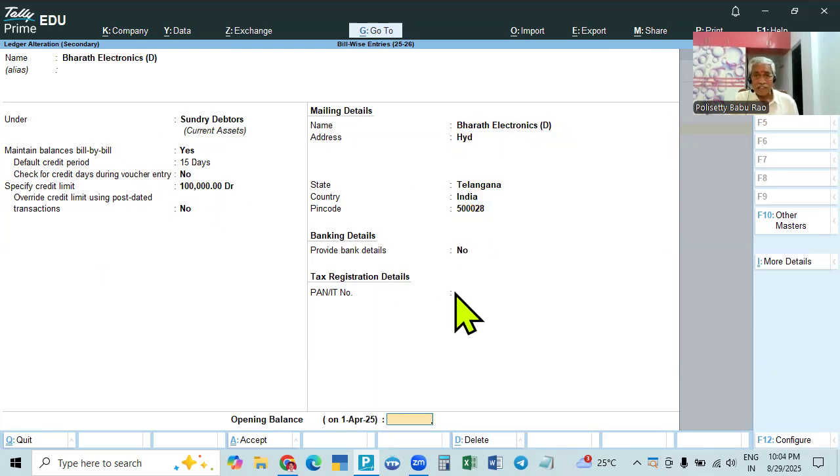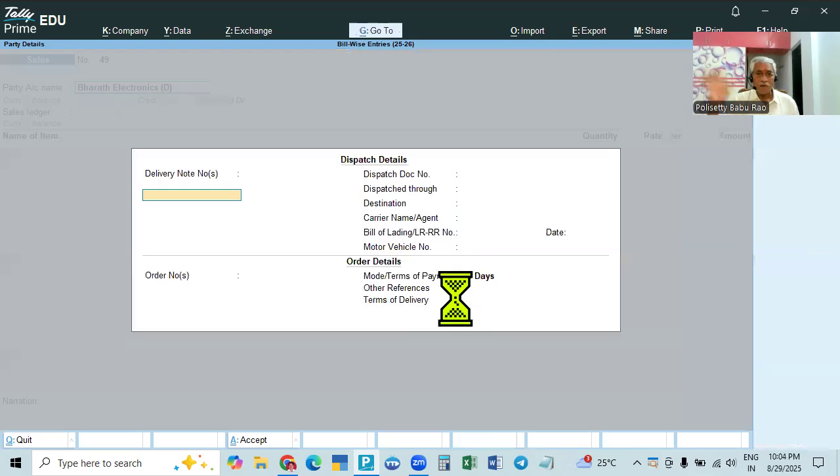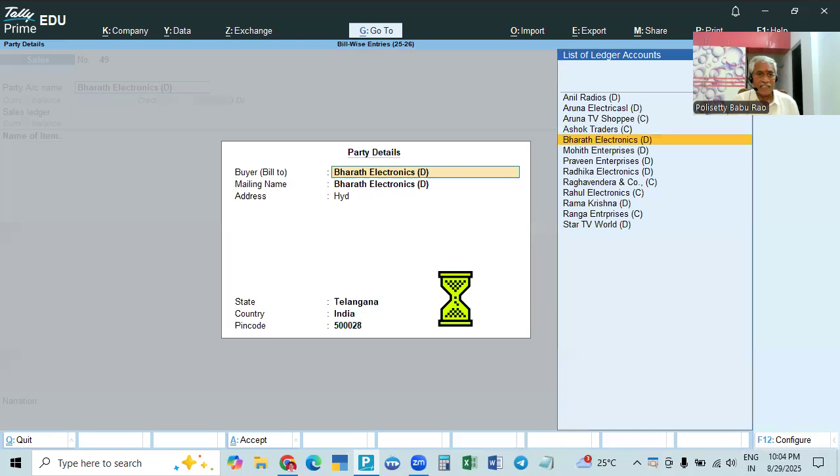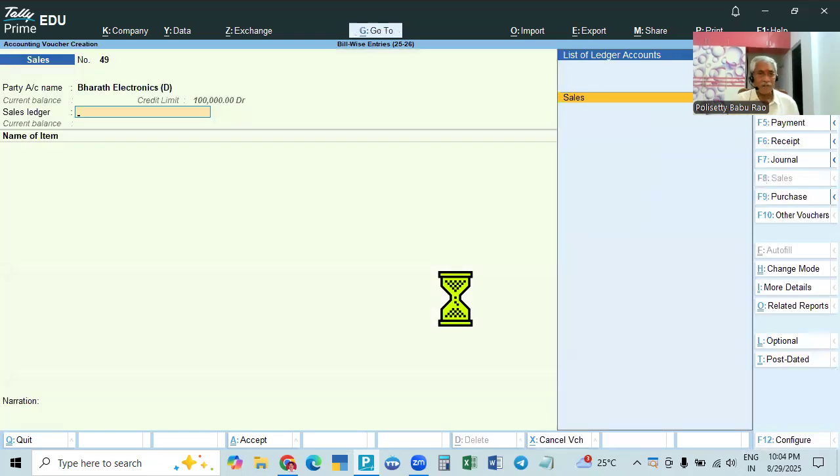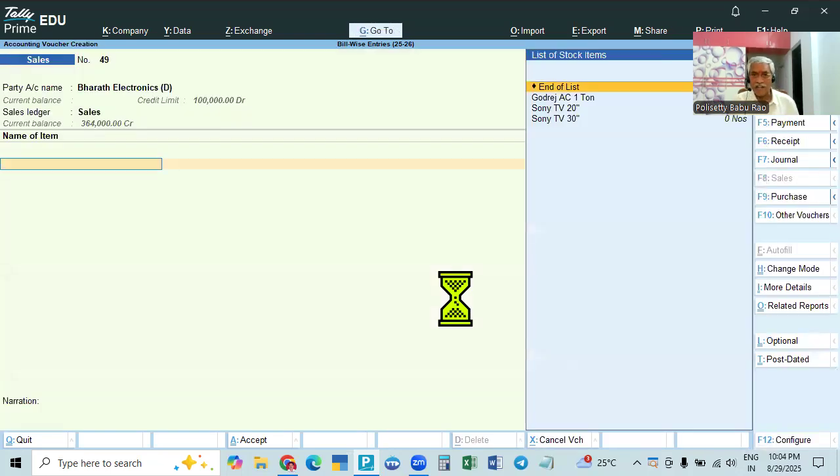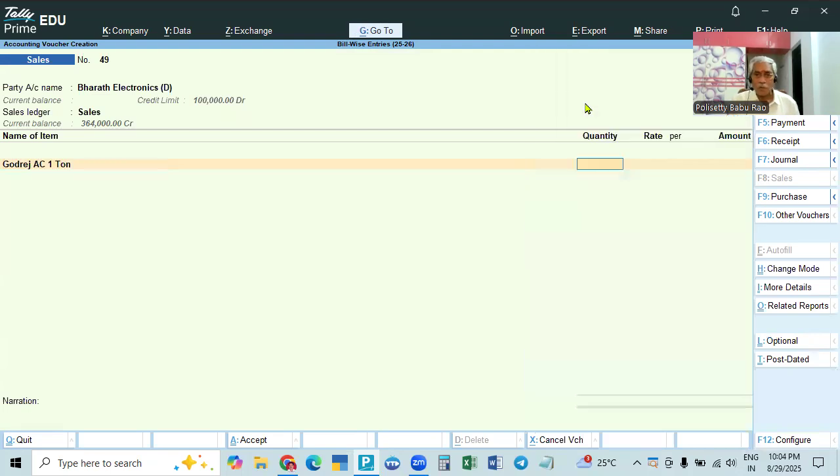But in this case, GST is not enabled, so there is no GST number. Okay. Now this is done. Accept. We are selling, for example, this Godrej AC machine, 1 ton, one number we are selling. It is 35,000 or make it 40,000. 40,000 we are selling.